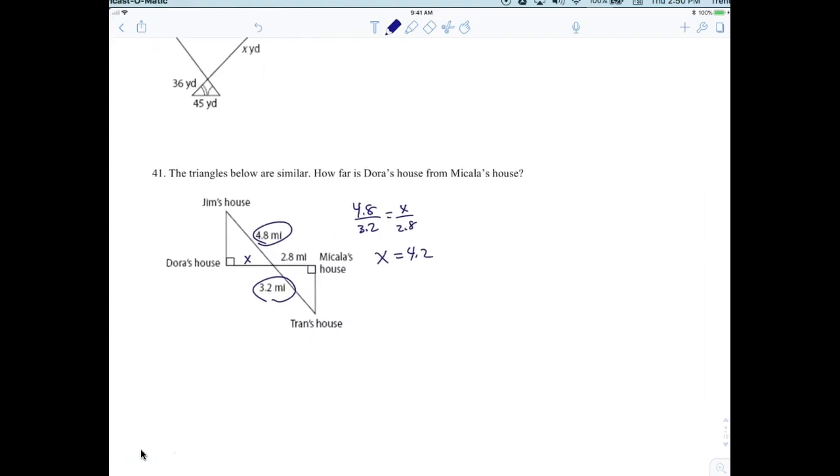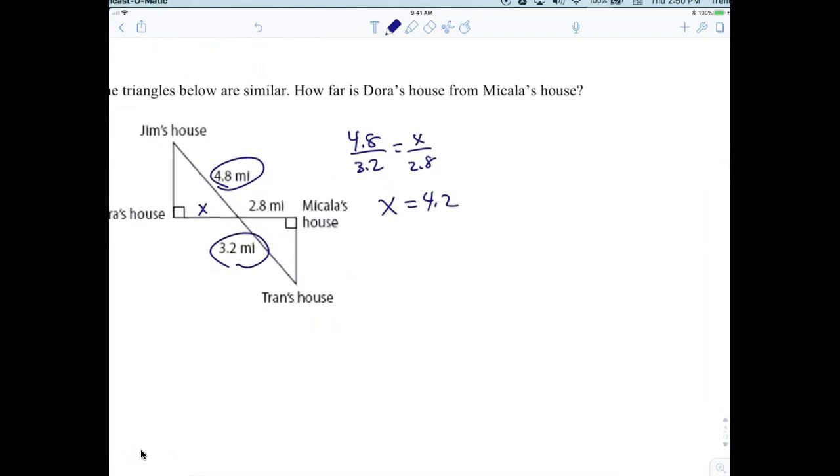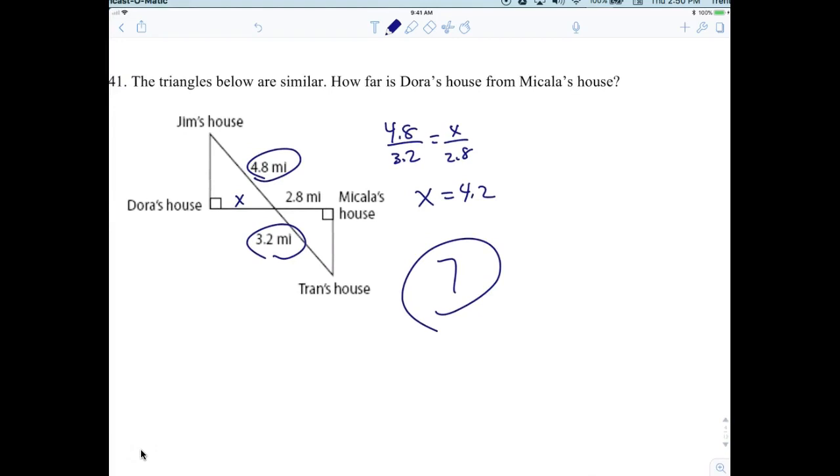Uh-oh. That's the wrong answer, though. The correct answer is 7. Now I need someone who's brilliant to tell me why the answer is 7. Wait, so 2.8 times 4.8? Why is the answer 7? Because you times 3. No. Because you plus. You have to move the decimal. Why am I plussing? Plus 3.2 plus 4.8. Yes, because look, well, not 3.2, but 4.